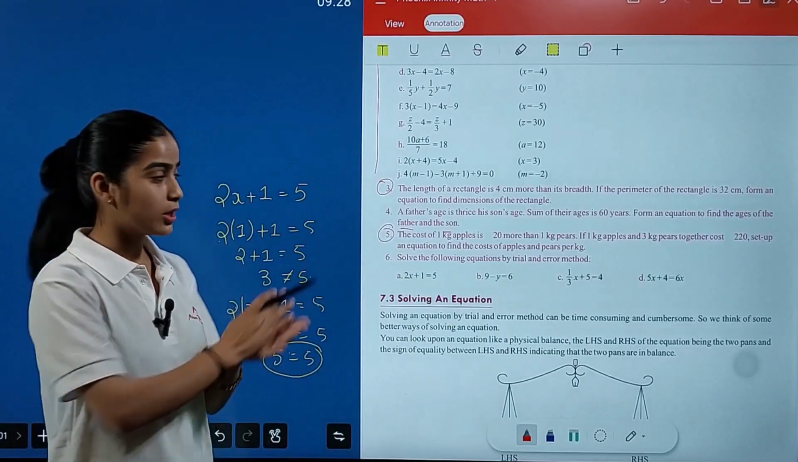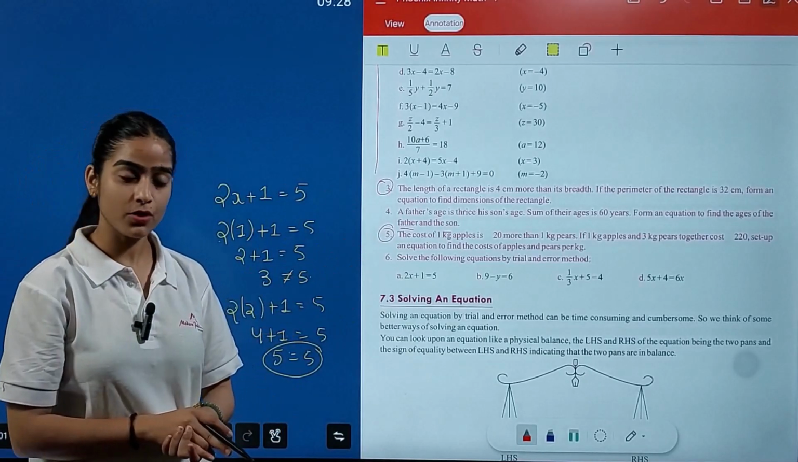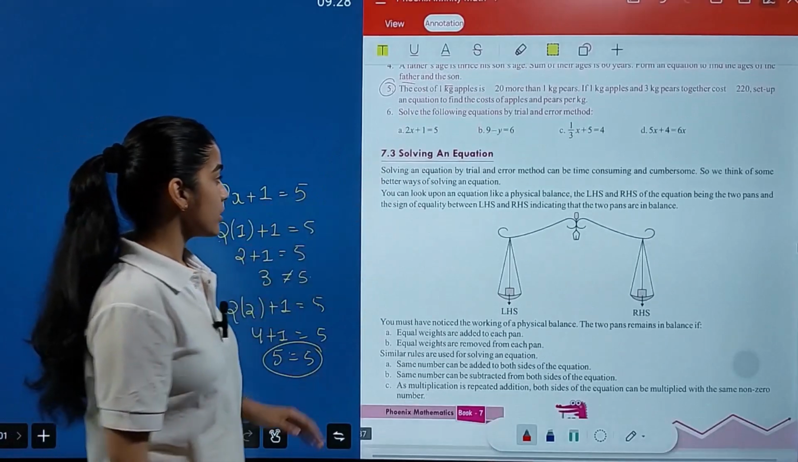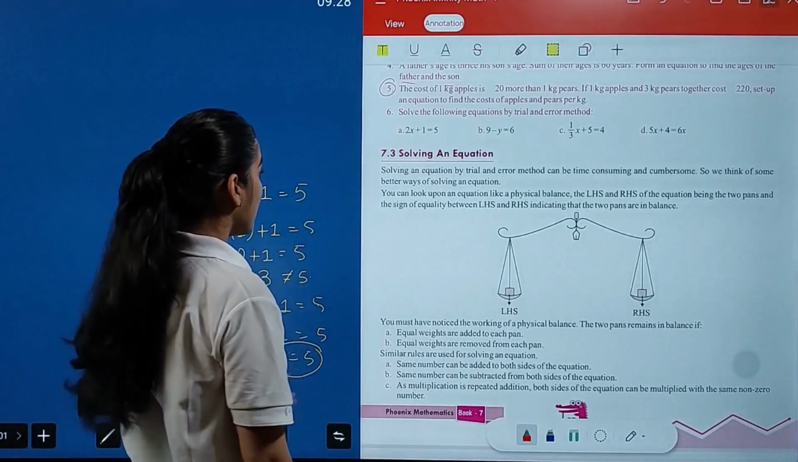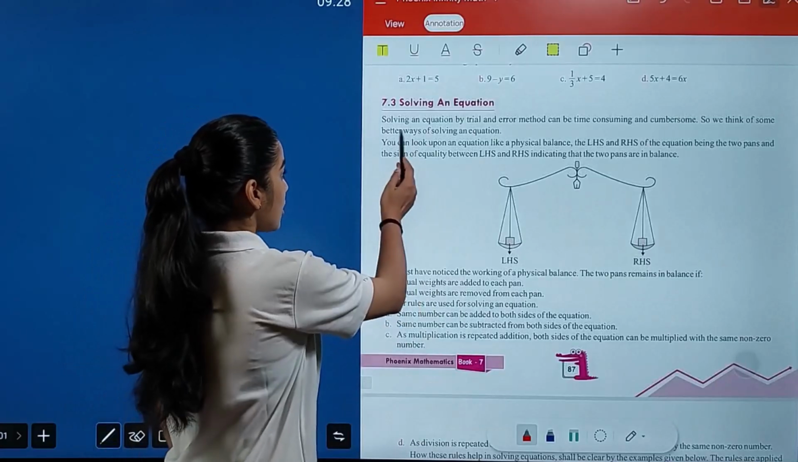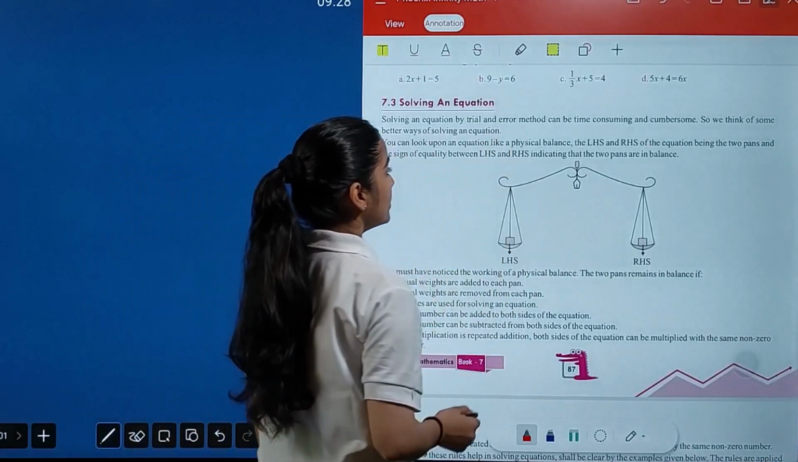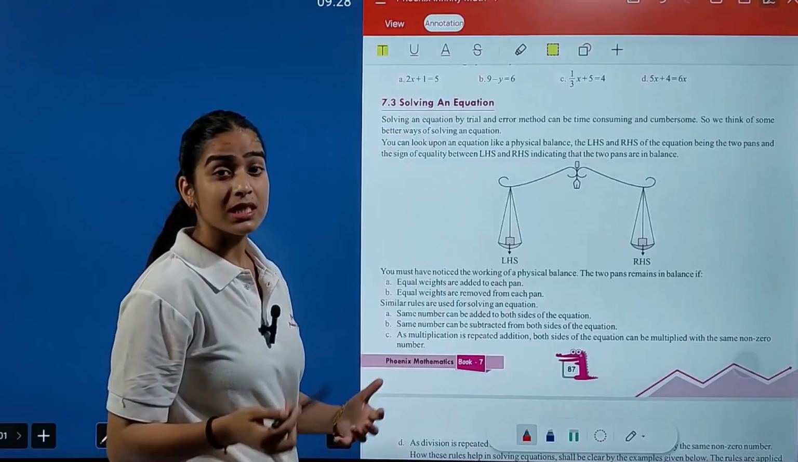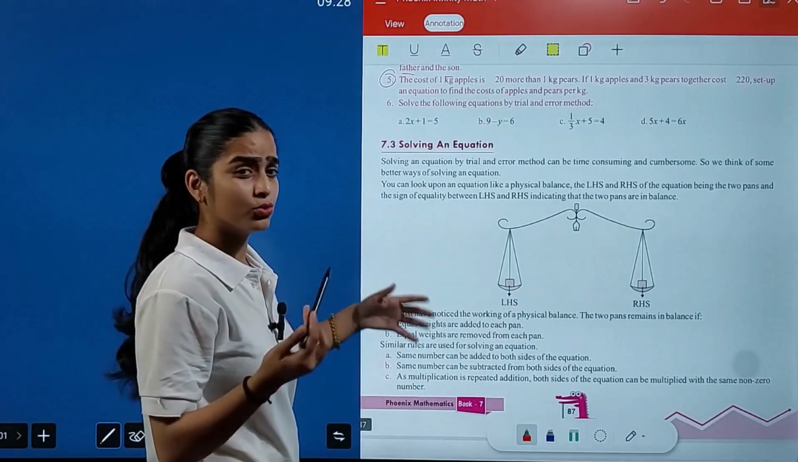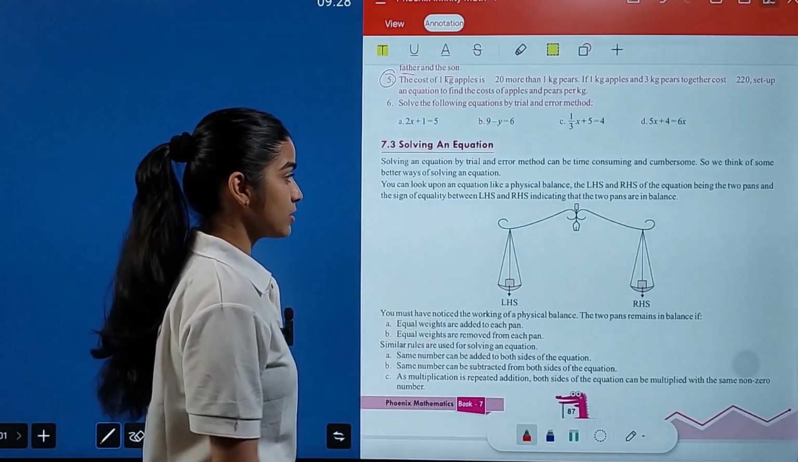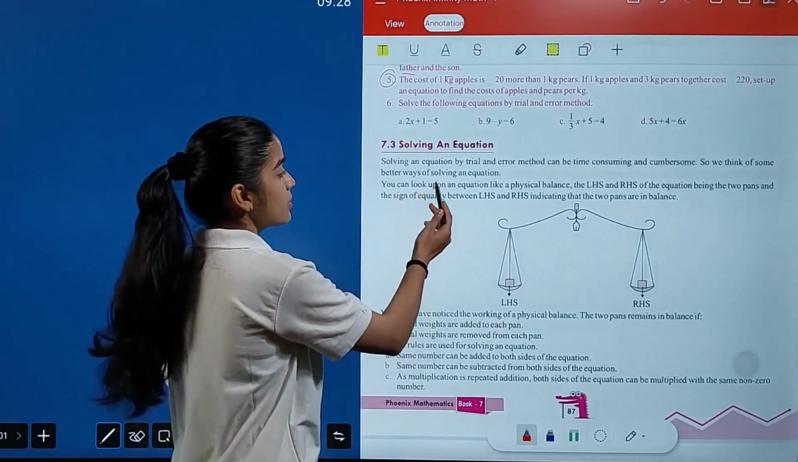I hope you can do question number 3 and question number 5 yourself. Now we move forward to the next concept, which is solving an equation. Solving an equation by trial and error method can be time consuming because we have to consider many numbers, right? 1, 2, 3, 4. So it is very time consuming. So we think of some better ways of solving an equation.